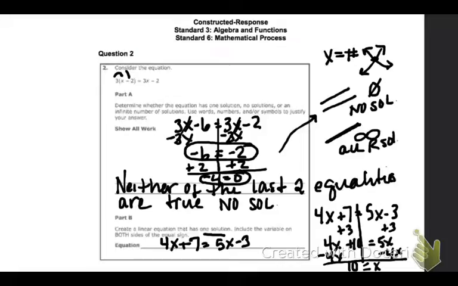Okay, and I'm going to go back. I like to make sure that my equalities are true. So if I put in 10 here, 4 times 10 is 40. 40 plus 7 is 47. Put in 10 here. 5 times 10 is 50. 50 minus 3 is 47. So this one solution gave me a true equality. So it looks pretty.